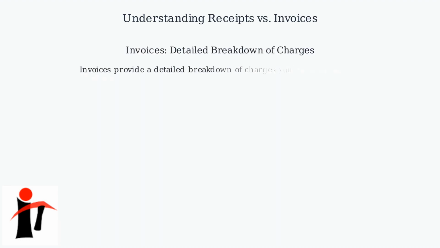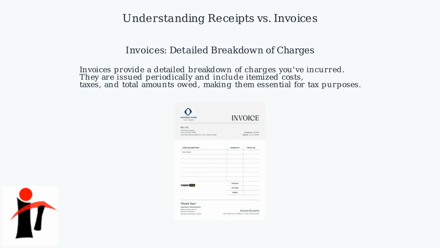Invoices, on the other hand, provide a detailed breakdown of the charges you've incurred for your Google Ads campaigns. Unlike receipts, invoices are typically issued periodically, such as monthly, and include itemized costs, applicable taxes, and the total amount. This makes them crucial for tax reporting and business accounting.